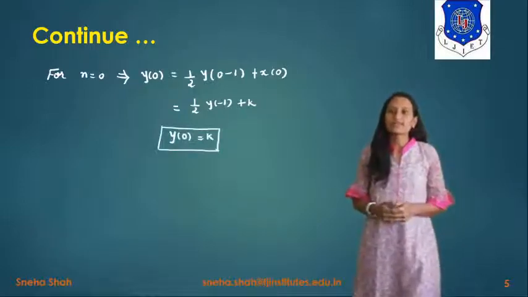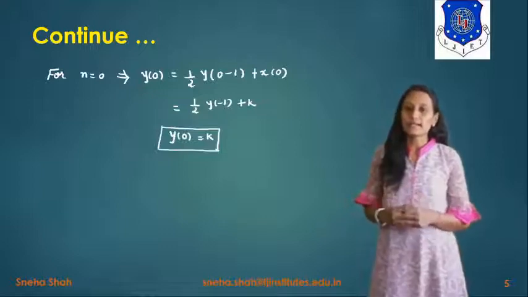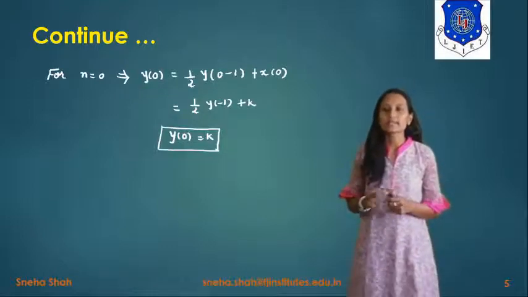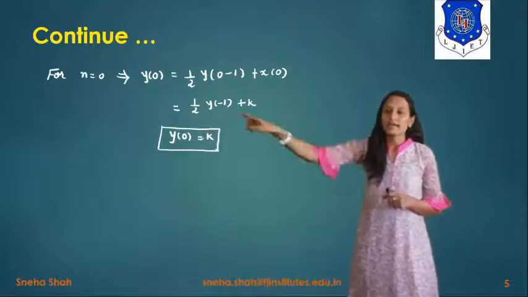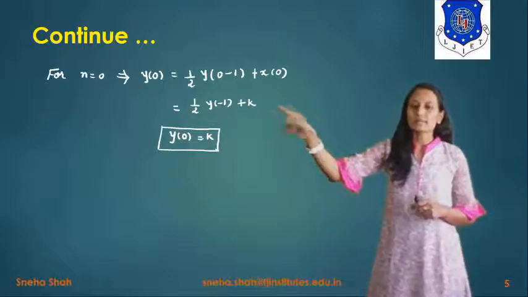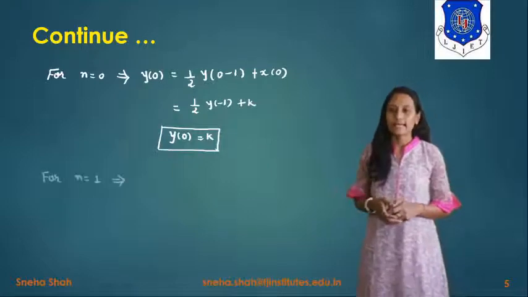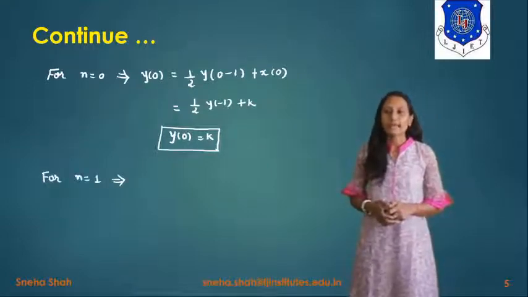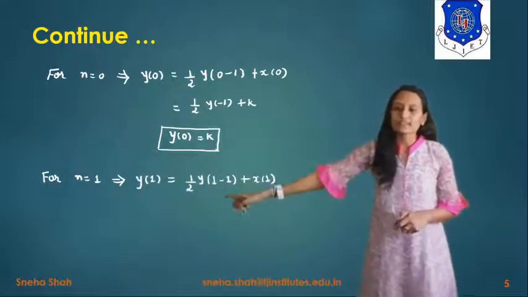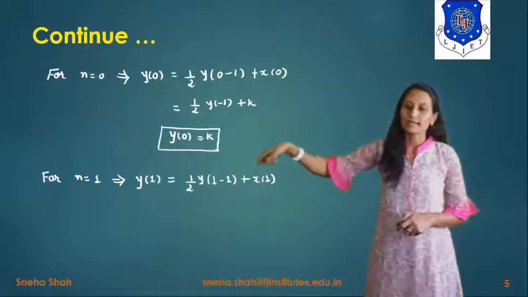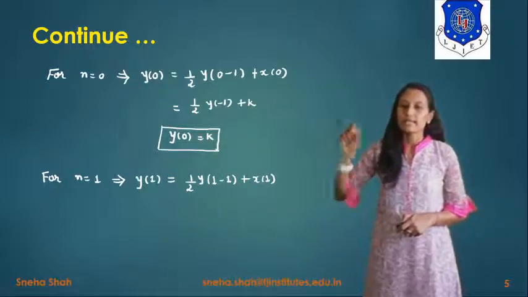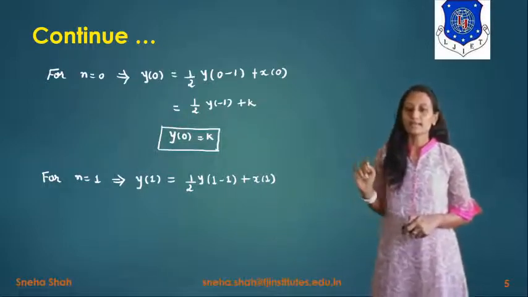Now as you know, if we are finding the particular solution, the initial condition will equal 0. So y of minus 1 equals 0, so the term will be k only, right? So the value of y of 0 equals k. Now if we find for n equals 1, then the term will be y of 1 equals 1 by 2 y of 1 minus 1 plus x of 1. Instead of n, we have taken 1.